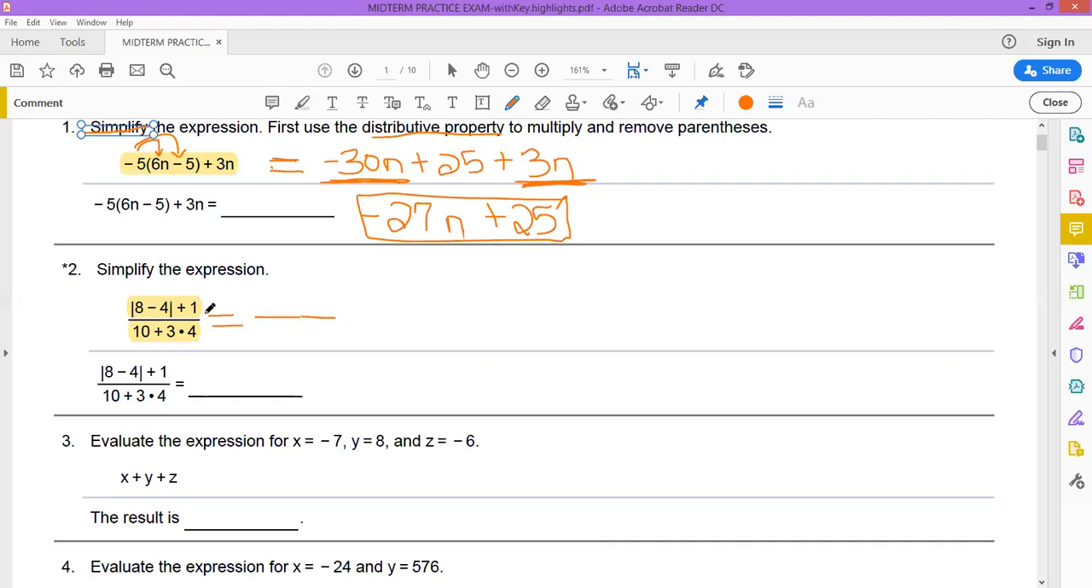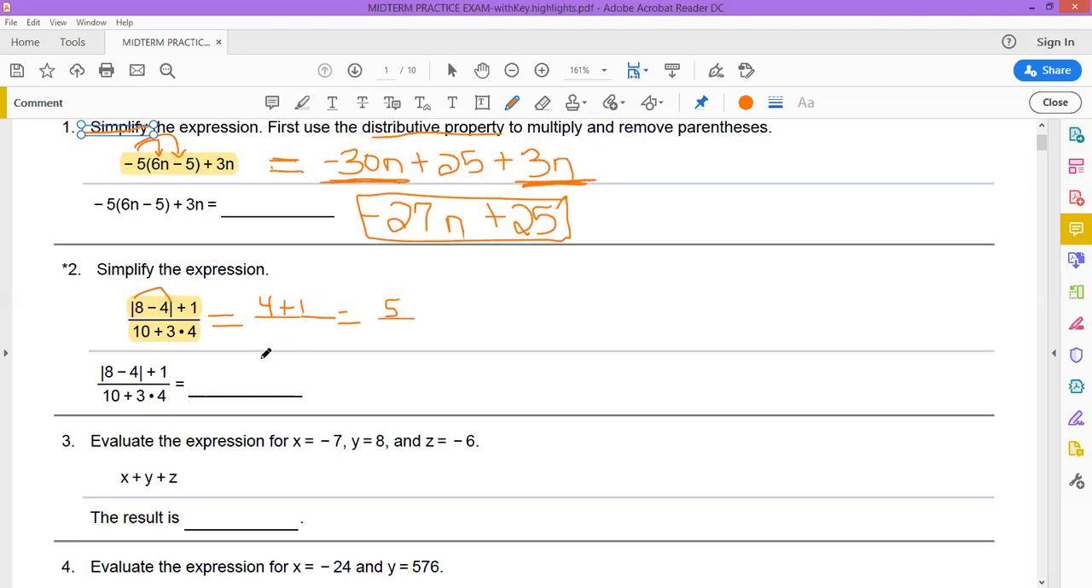So using our order of operations, we should perform operations that are in grouping symbols first. So the 8 minus 4, we would perform that step first. 8 minus 4 gives us 4. And then we'll carry over the plus 1. So that can be simplified a little bit further. 4 plus 1 gives us 5 in the numerator.